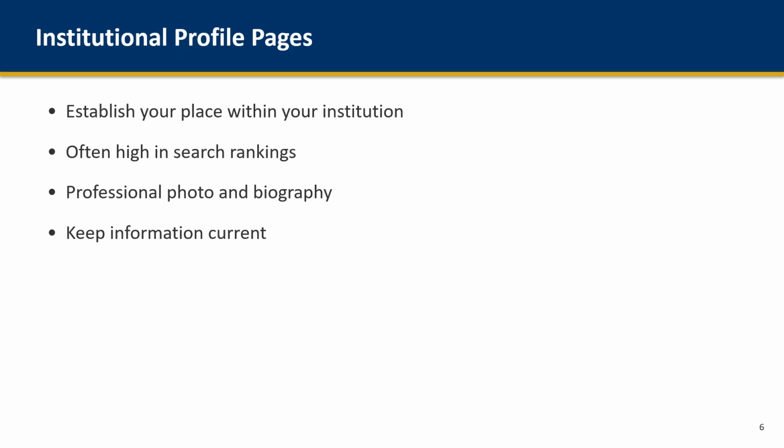Write a biography that accurately describes your research interests, background, and current work. Keep this updated as your focus evolves. Outdated information suggesting you are working on things you no longer study creates confusion. Review your institutional profile at least once per year to ensure accuracy.